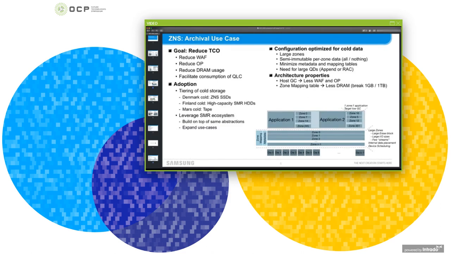And from an architectural perspective in this use case, since zones are very big, we can really reduce the DRAM on the device. We definitely break the 1 GB per terabyte, but since we have like hundreds, maybe thousands of zones that are very big, the mapping table is very, very small.